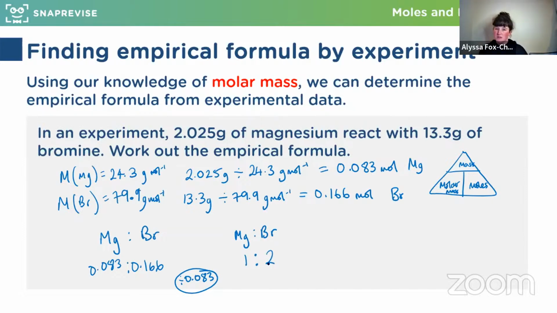The reason you divide by the smallest number is so you always end up with a ratio to 1. And then you're comparing how much bigger the others are to the one that you've divided by itself. So we've got twice as much bromine as we do magnesium. That means my empirical formula is MgBr2.